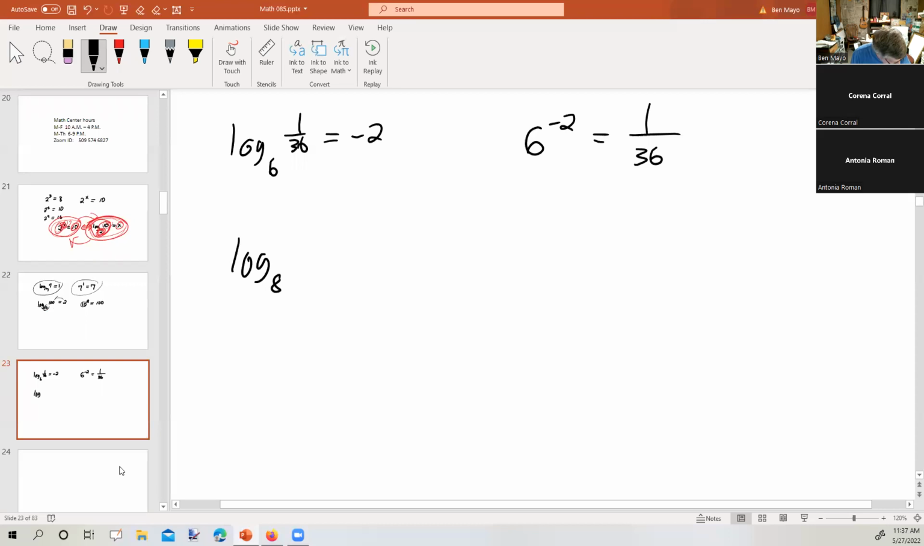Log base 8 of the cube root of 8 equals 1/3. Exponential equivalent: 8 to the 1/3 power equals the cube root of 8, which would be the same thing as 8 to the 1/3 power, right?